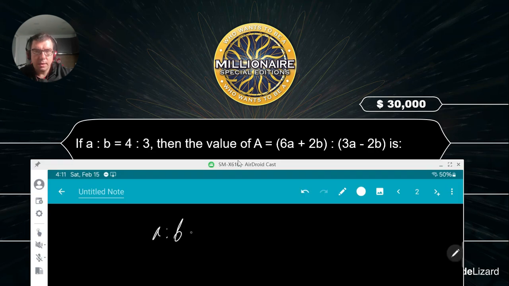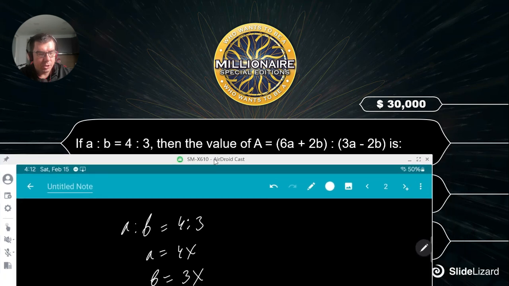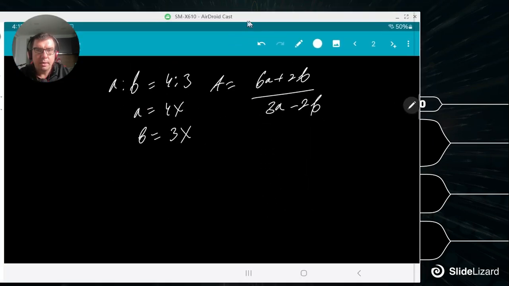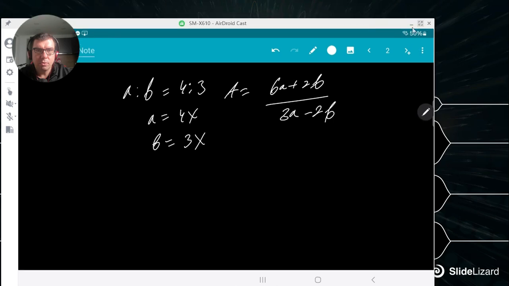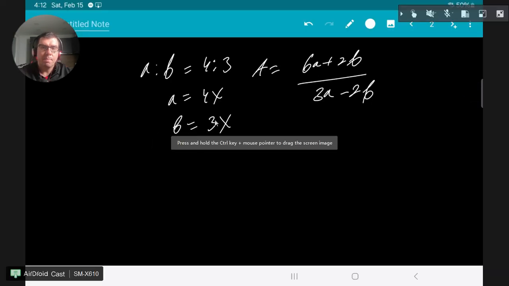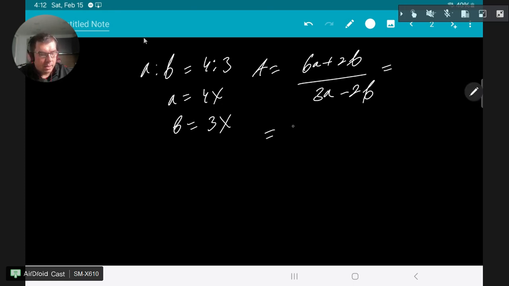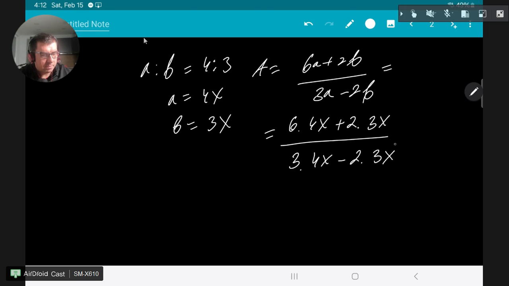a to b equals 4 to 3. This means that a can be written as 4x and b can be written as 3x. And now we have this expression, which is (6a + 2b) over (3a - 2b). What we need to do is substitute, instead of a and b, their relative expressions with x. So we get 6 times 4x plus 2 times 3x over 3 times 4x minus 2 times 3x.